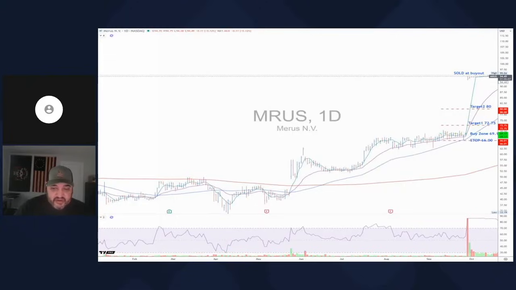72.75 was the first target to just finance our risk, and then we took it to 80, and then got lucky. We seemed to get lucky a lot, and sold it through 95 on the buyout. An absolute blowout trade. We weren't in it for very long, about a week, and just a massive gain there in just a matter of days on MRUS. The stock was trading like it was a buyout candidate, and that certainly proved to be true.